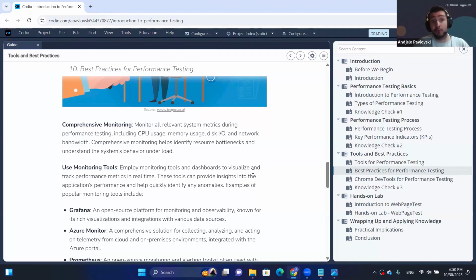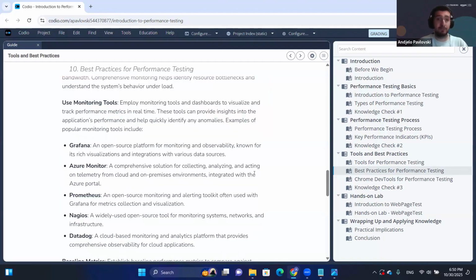And the best way to do so is to have monitoring tools. There's a handful displayed here, like Grafana, Azure Monitor, Prometheus, Nagios, Datadog. Most used ones are Grafana and Azure Monitor if you have AWS or Azure setup. They're very comprehensive, give you a lot of information, and are, in my personal experience, probably the best because the data is very well structured and easy to understand.